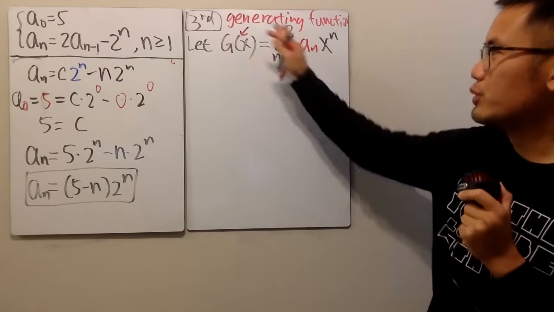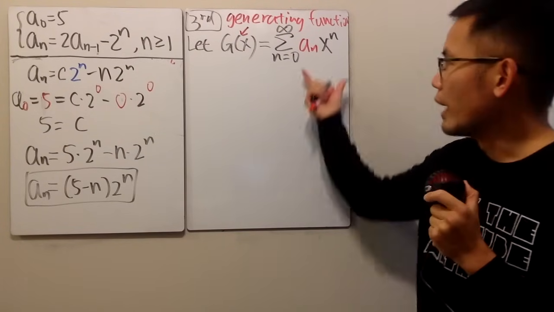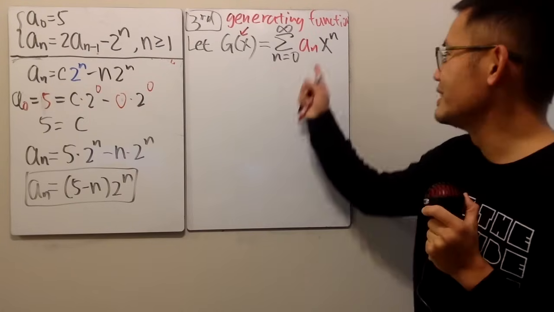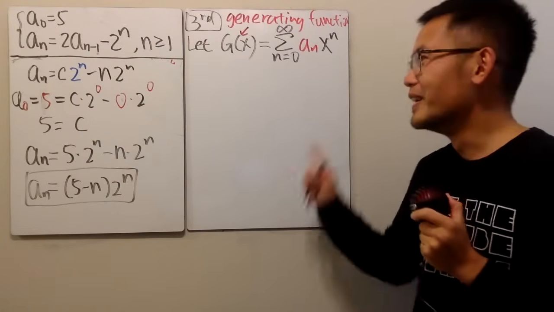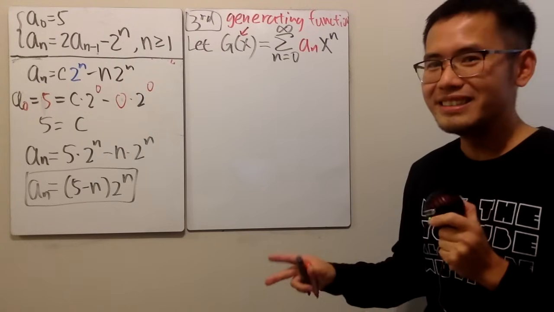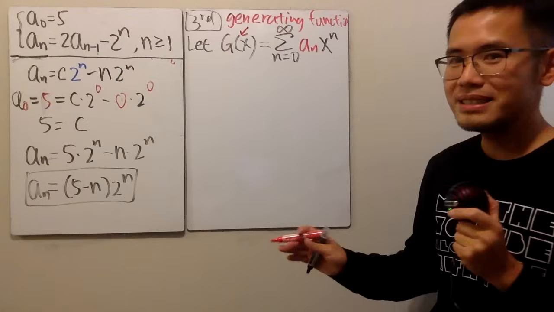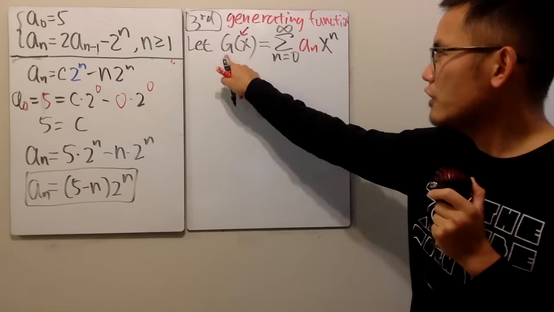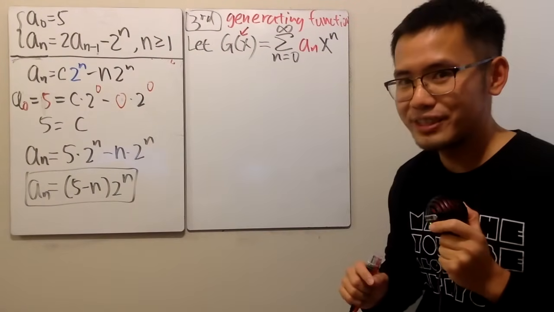And the difference between a generating function and your usual infinite series is that right here, we don't really care about its convergence. All we care about is the coefficient, because we're trying to find a formula for the a_n. So this is nicer in that sense. You don't have to worry about whether it converges or not. Yeah, just do the math. That's pretty much it. So let g of x be equal to this, and this is how we are going to do it.